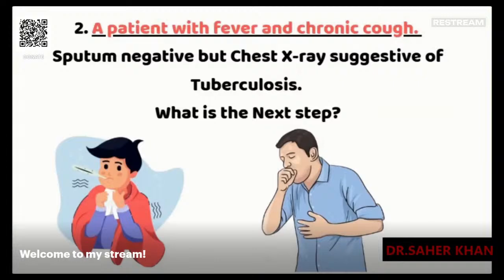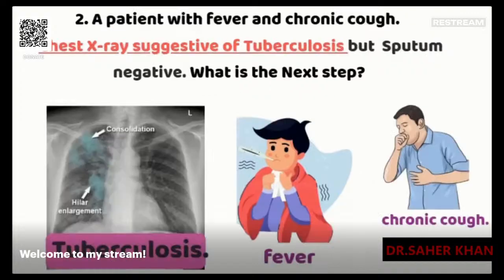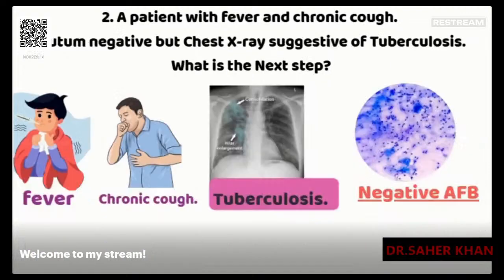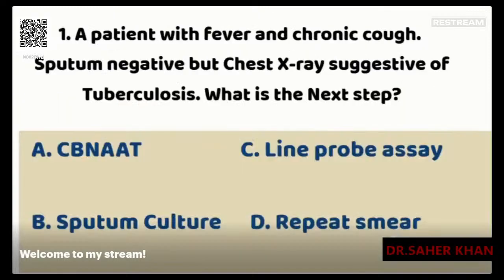Okay, so our next question is a patient presents with fever and chronic cough. The doctor performs a chest x ray which is suggestive of tuberculosis. Then a sputum smear test is performed and it is found to be negative for acid fast bacilli, meaning no TB bacteria are seen. So the question is, what should be the next step to confirm tuberculosis? So this is the scenario. The X-ray is suggestive of tuberculosis, but the smear preparation is negative. And these are the options.